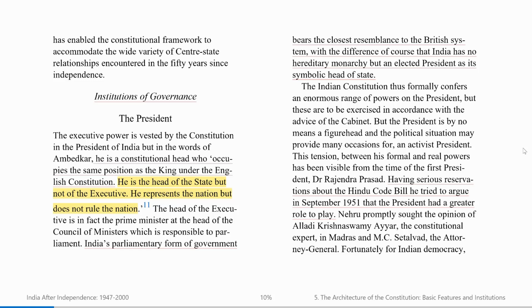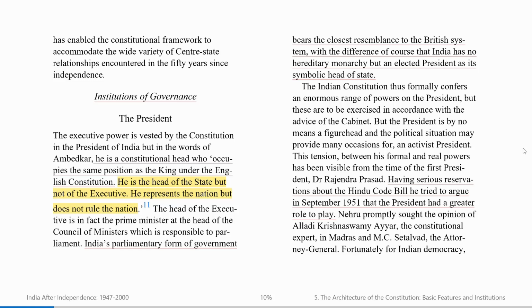It is the Prime Minister and the Council of Ministers who are responsible to Parliament. And India's parliamentary form of government is actually closest to the British system. The difference is that India has no hereditary monarch, but an elected symbol of state, that is the head of state, and that is why India is a republic. Now the question becomes what kind of relationship the president has with the prime minister and the cabinet, whether he's a figurehead or much more than that.